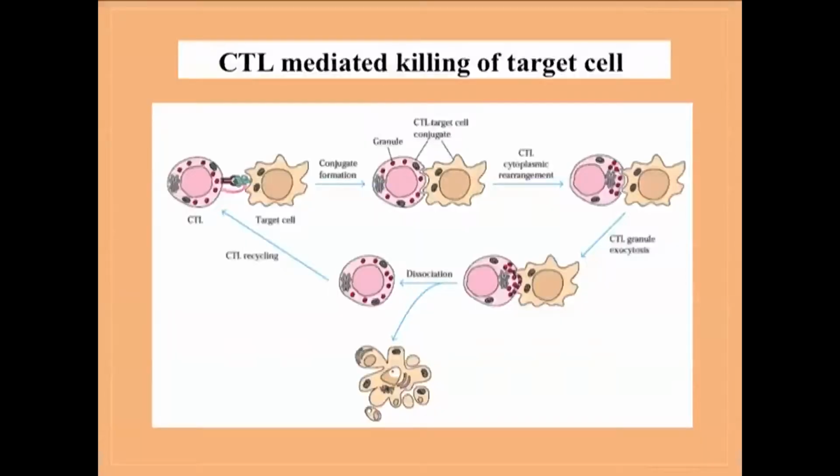Now, as a CTL recognizes non-self peptide presented by class 1 MHC molecule, it binds to the target cell more closely and forms a conjugate, and the conjugate lasts for 5 to 10 minutes. After that the CTL dissociates from the target cell and goes on to bind to a second target cell, and the target cell after CTL dissociation takes only a few hours to undergo apoptosis. So the target cell dies by apoptosis.